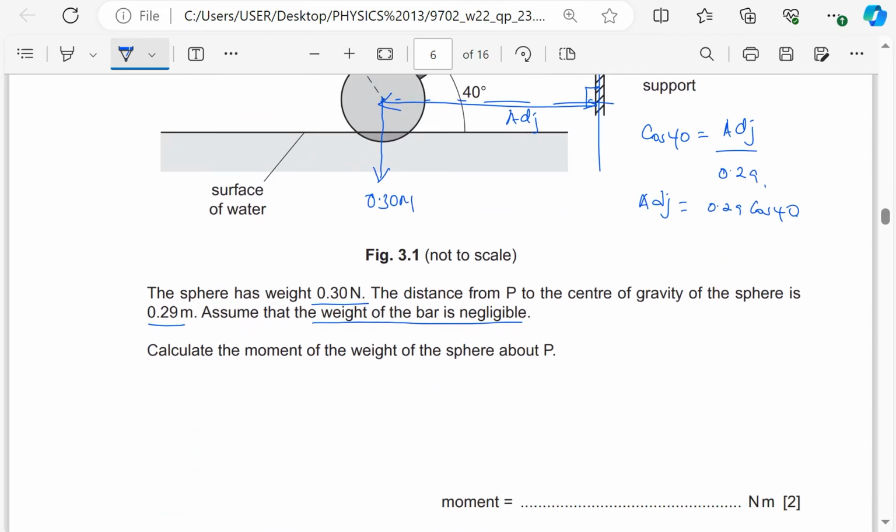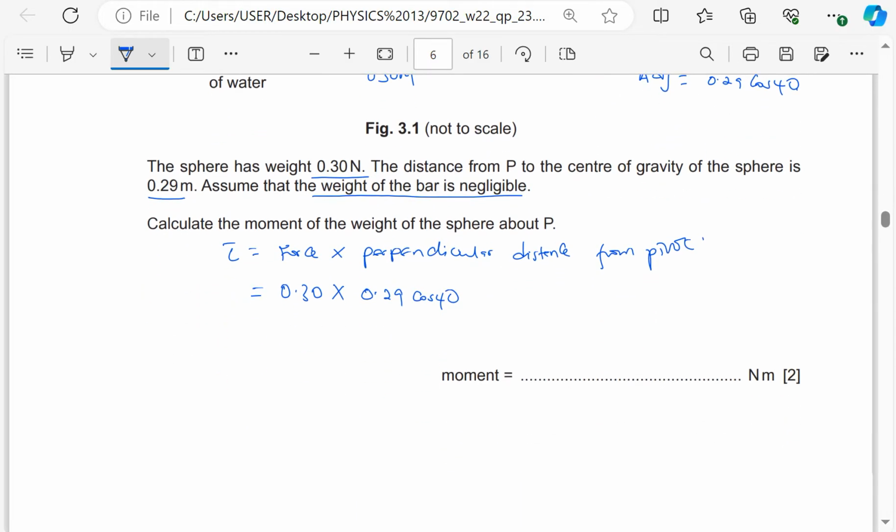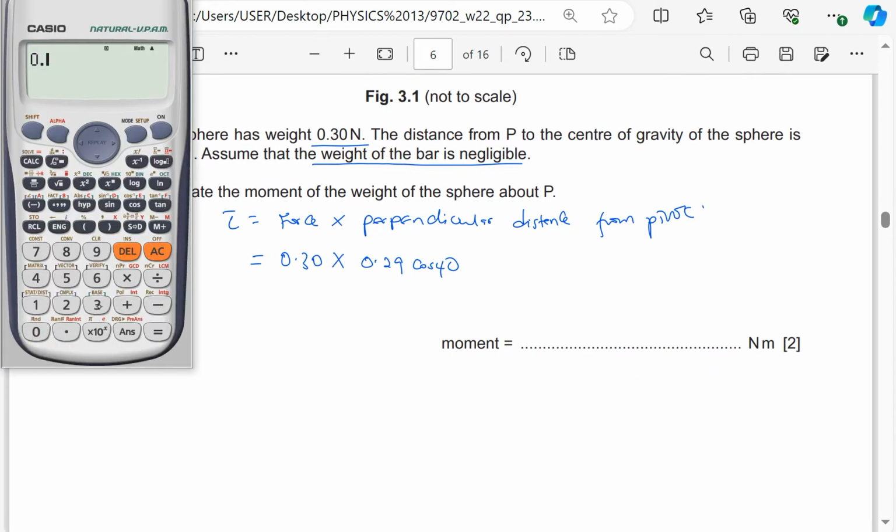Okay, so remember, moment is force times perpendicular distance from the pivot. So the moment or the torque is going to be 0.30 times the perpendicular distance, which is 0.29 cos of 40. Okay, so 0.3 times 0.29 cos of 40.